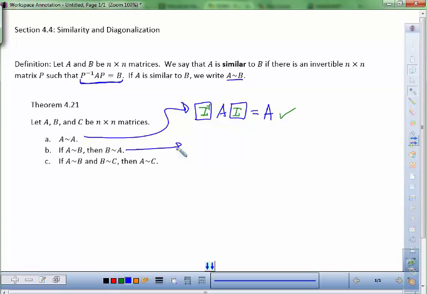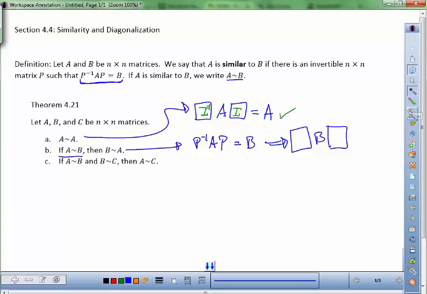For the second one, the if part is something that we get to assume, so we're going to assume that A is similar to B. So if A is similar to B according to the definition, then there exists a P such that P inverse A P, if you multiply these things, you gives B. Now, if this exists, what we want is an invertible matrix and its inverse, to multiply with B on the left and on the right to get A. And what would that be?